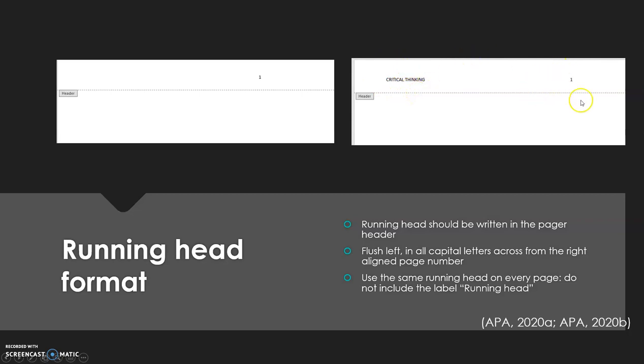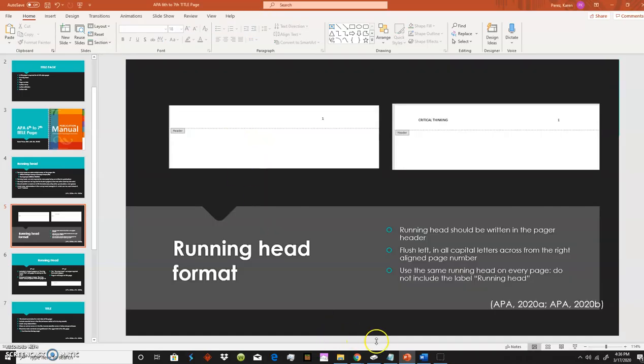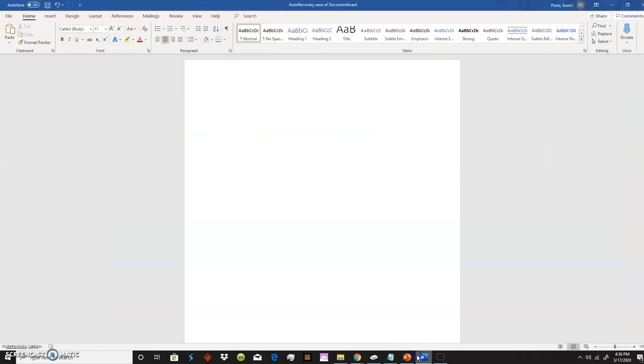And then flush right, you will have the page number. In this example, you'll notice that there are no words, only numbers. For nursing students, as I mentioned before, it is no longer required to have a running head. Only make sure that you have your page number in your upper right corner, right flush. So let's look at an example of how you would do that in a Word document.